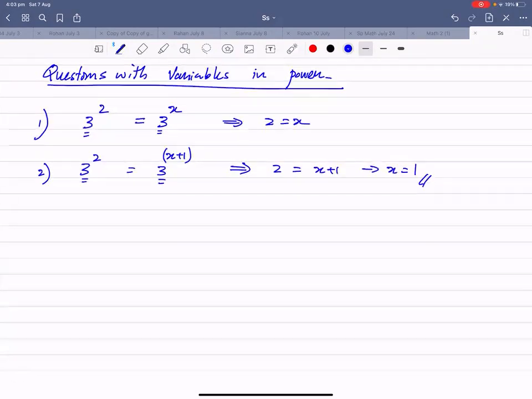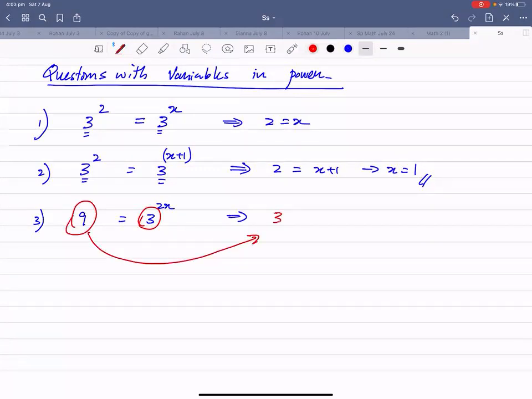Sometimes it is equal to 3 to the power 2x. So then how do you do that? So then you can see the bases are not equal. So you make the bases equal. So you convert 9 to 3 squared. And the bases are equal. Then you can say 2 is equal to 2x.